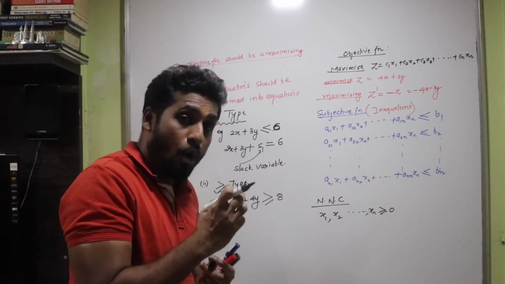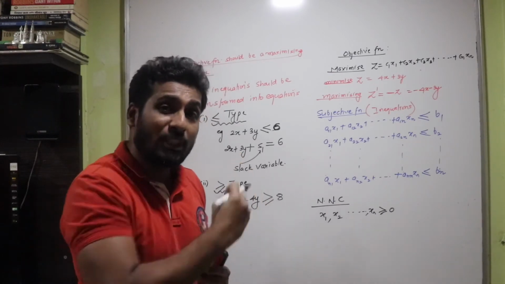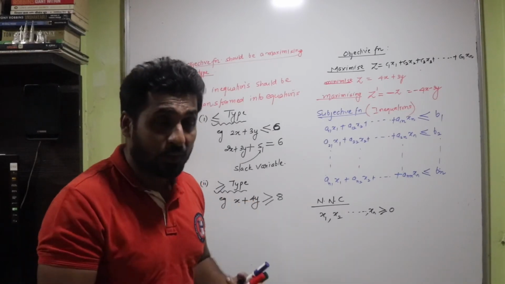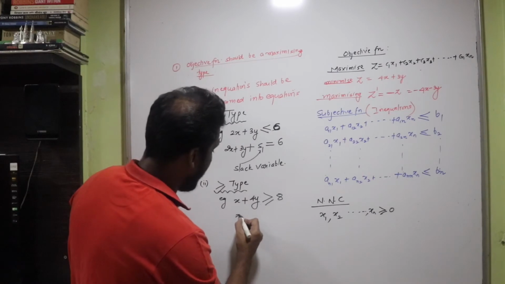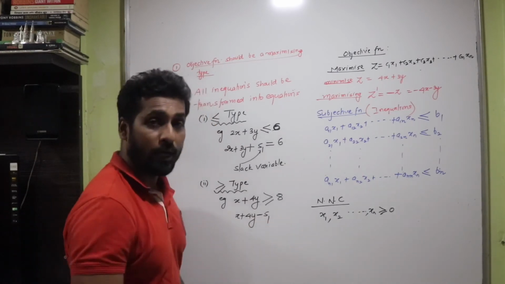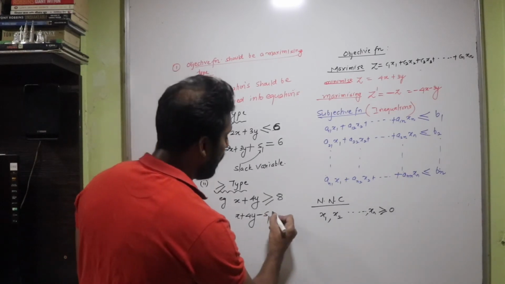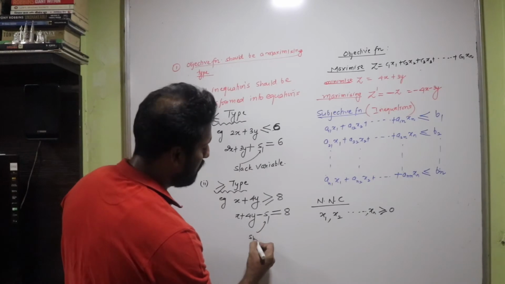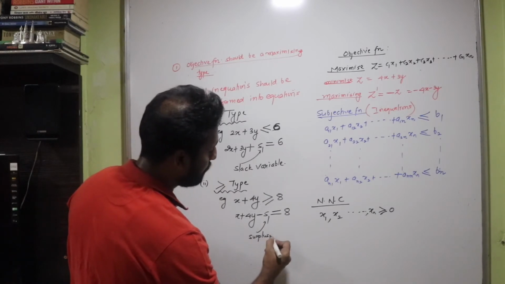So this amount which is in surplus has to be removed from the left hand side. So if I want to remove it, I should subtract it. So I'll write here x plus 4y minus say s1, if I again call, it becomes now equal to 8. So this is called as a surplus variable.